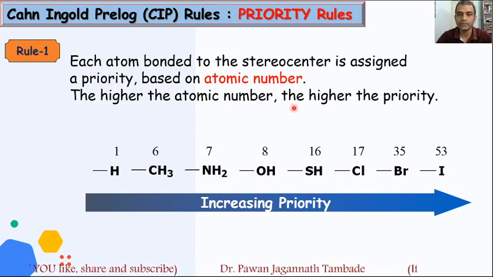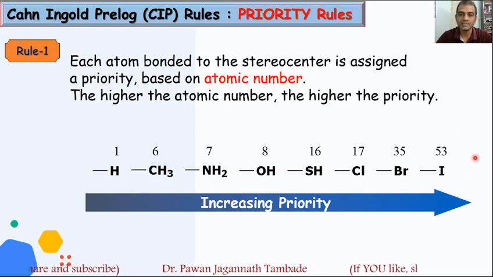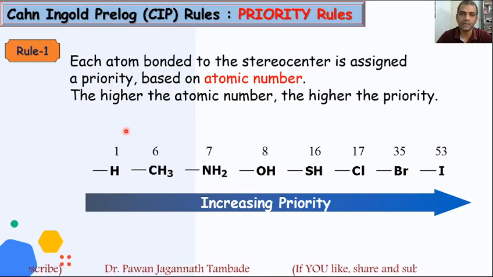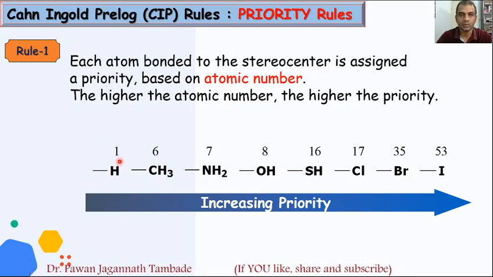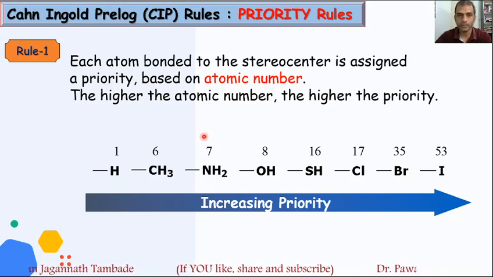In this set of examples, iodine will have the highest priority as its atomic number is highest, and hydrogen will have the lowest priority as its atomic number is lowest. So this is the first rule of assigning priority to atoms or groups.